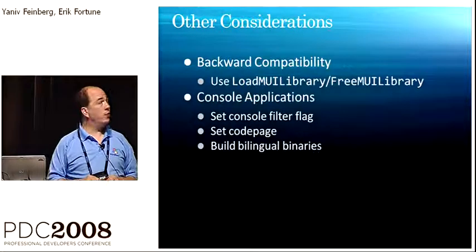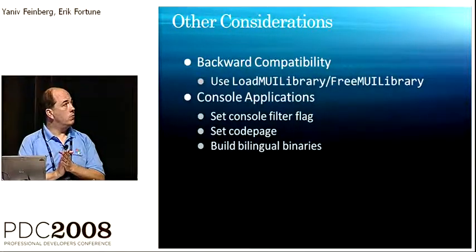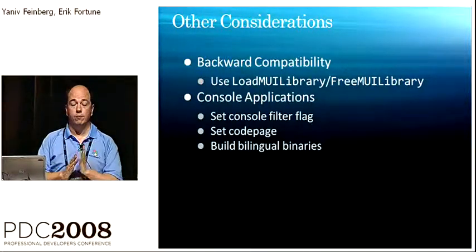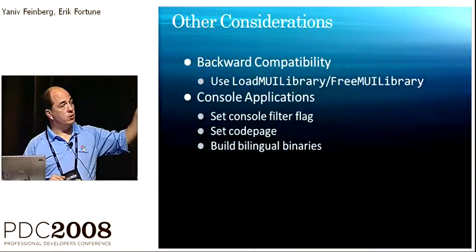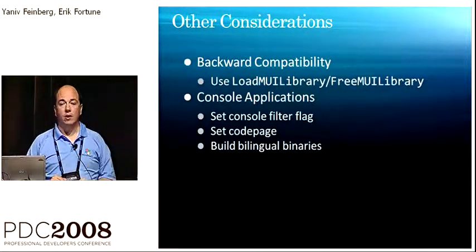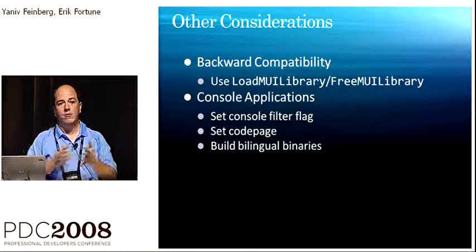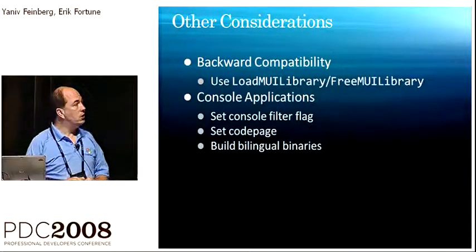Few other things to think about as you're doing this. One is backward compatibility. We provide a couple of APIs in a library, LoadMUILibrary and FreeMUILibrary. These are shipped as part of the SDK. You can take them down level, and they let you build an application in a way that works on both XP and on Vista. Obviously, XP doesn't have all of the settings, so you don't get the full MUI experience, but you do get consistent fallback with the rest of the system and the ability to create one package.